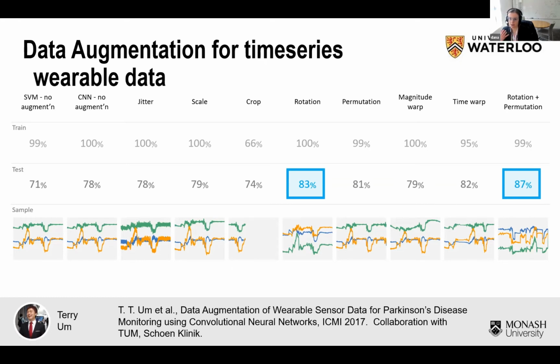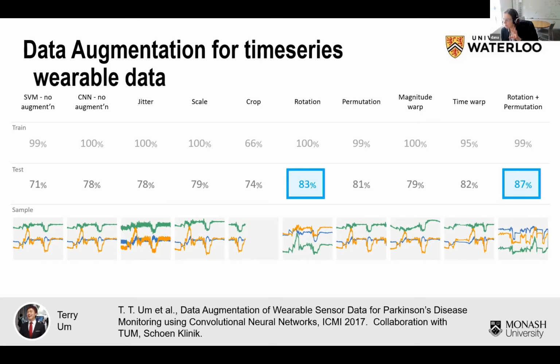So what we want to do here is generalize across patients, not just across different times for the same patients. And so you can see here different techniques for data augmentation: things like jitter, scaling, cropping, rotation, permutation, magnitude warping, time warping, and some combinations. And for this application, what we found is that the most effective data augmentation strategy is to apply rotation. So what that means is applying random rotation matrices to the training set.